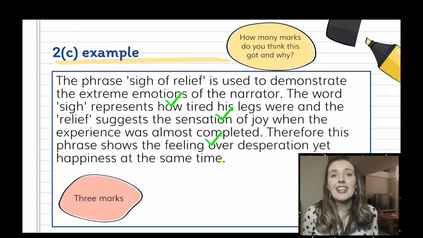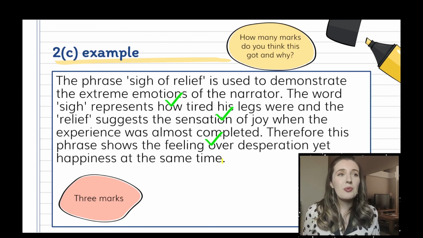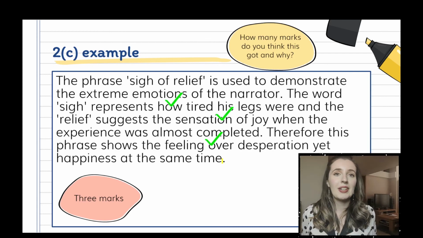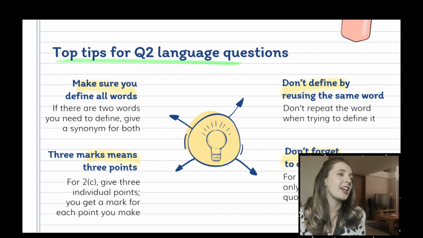How similar is yours to this answer? Did you give enough detail? Maybe you were too detailed and you wasted too much time in it. Have a little think to yourself, how do you compare with this answer? So to sum up my advice for the question 2 short answer vocabulary questions then, these are the things that I think you need to remember for your exam.